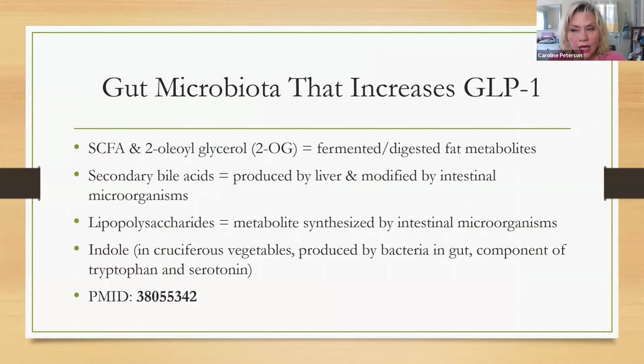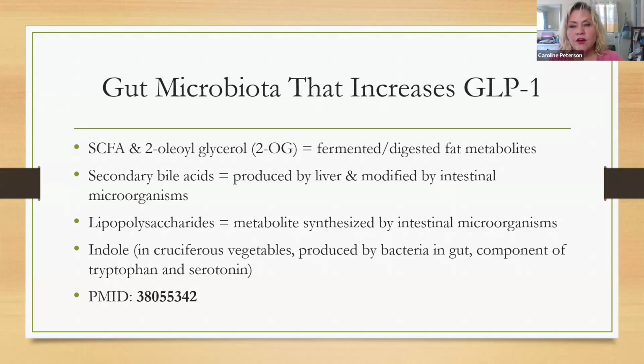So the types of microbiota metabolites that increase and optimize GLP-1 are short-chain fatty acids, 2-oleoyl glycerol, 2-OG, and these are fermented and digested fat metabolites. Secondary bile acids: the primary bile acids are produced in the liver and then broken down in the intestines to become secondary bile acids. The lipopolysaccharides, which are metabolites of the intestinal microorganisms, and then indole, which is found in cruciferous vegetables.